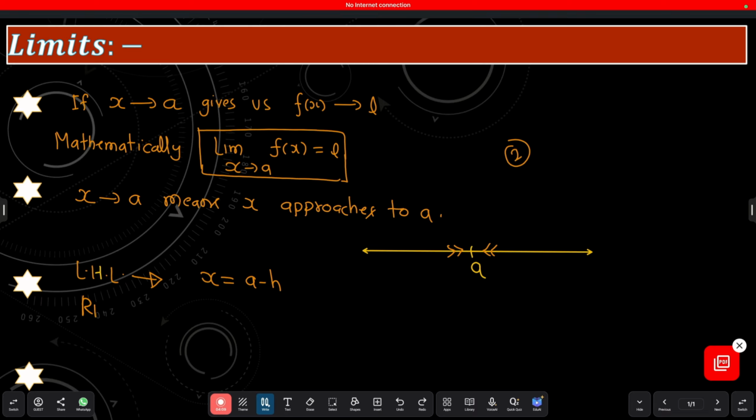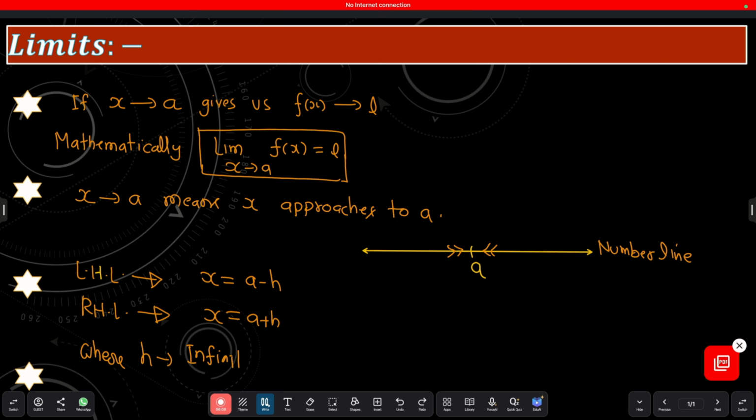And what about RHL? In the RHL, I will approach x from the right side. So the x value will be A plus h, where h is an infinitely small but positive number.